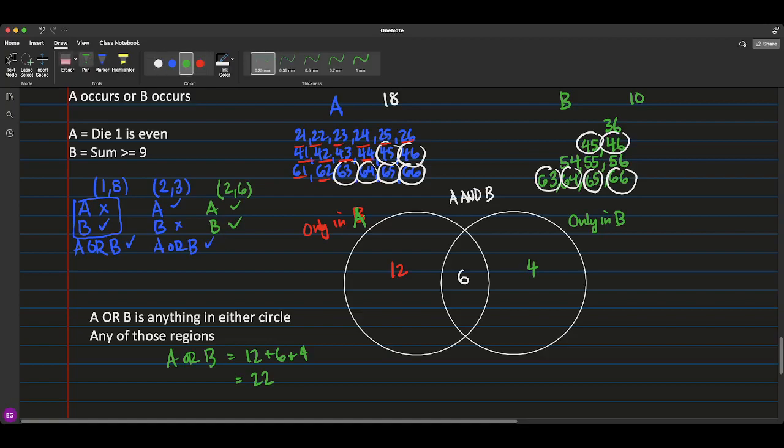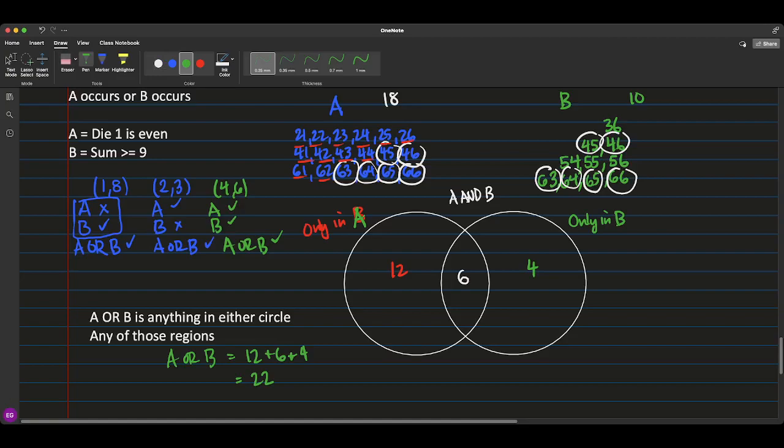Let's do, as an example, 4, 6 there. A is true. B is also true. A or B is true, because to make A or B true, one or more of them needs to be true. It's okay if both of them are true. Okay, so we have that.